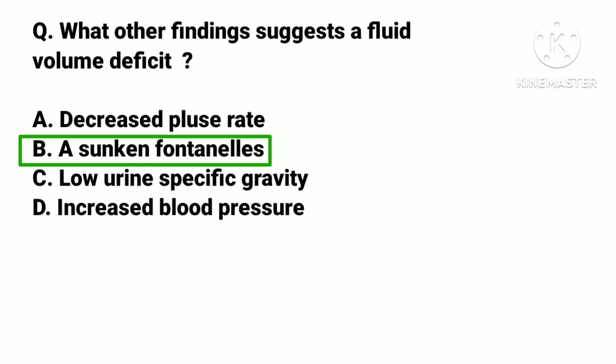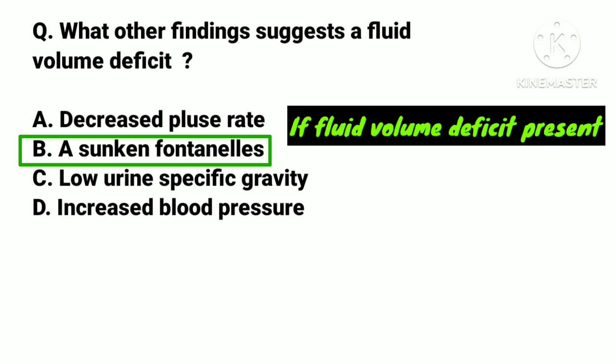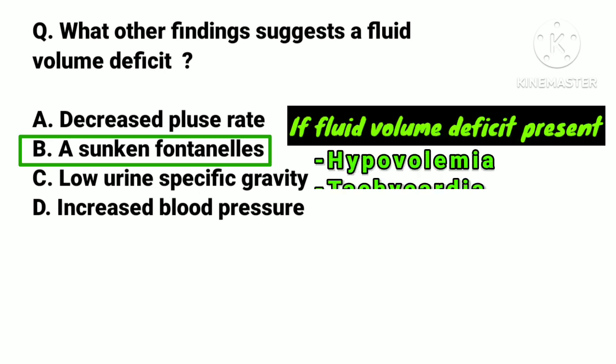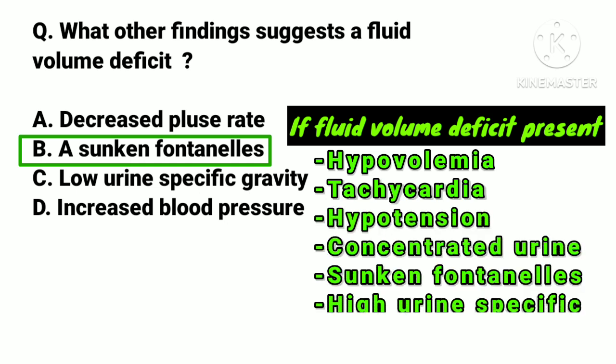A sunken fontanelles. Sunken fontanelles, that means depressed fontanelles, found in child with fluid volume deficit problem, and this is sign of dehydration. If fluid volume deficit present in the patient, there will be hypovolemia and it cause tachycardia and hypotension. There will be concentrated urine with fluid volume deficit, so urine specific gravity will be high. That's why option B is the correct answer.